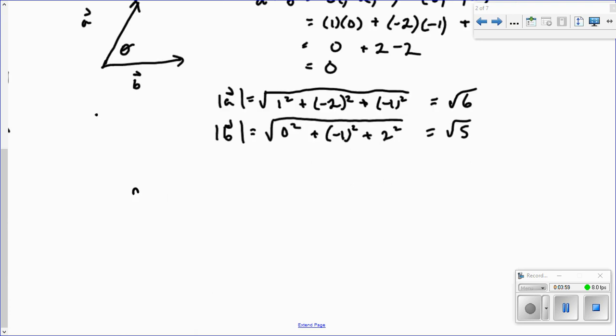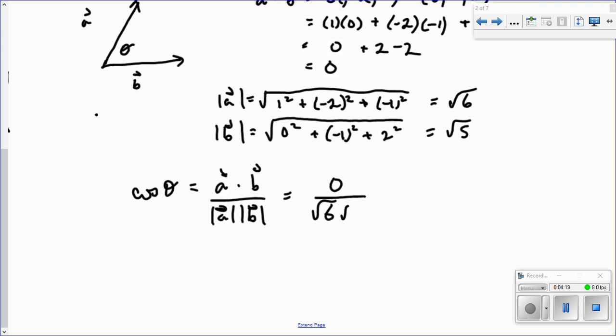So my angle formula, okay, just rearranging the original dot product calculation, that's A dot B over magnitude of A, magnitude of B. We got that to be 0 over root 6, root 5. This is 0, and cos theta is 0. That means it's 90 degrees.